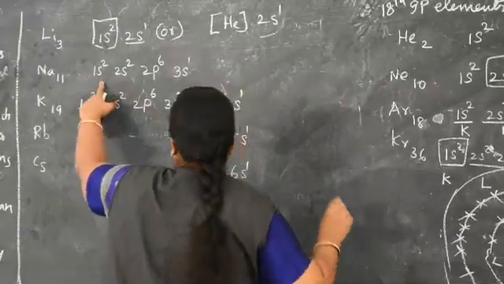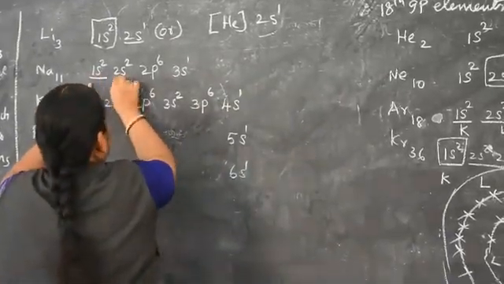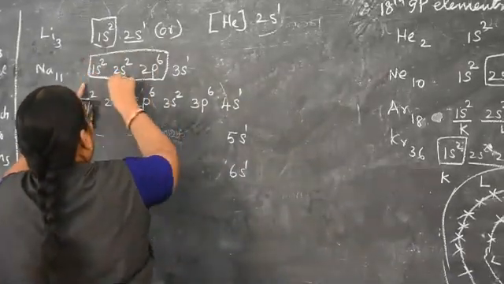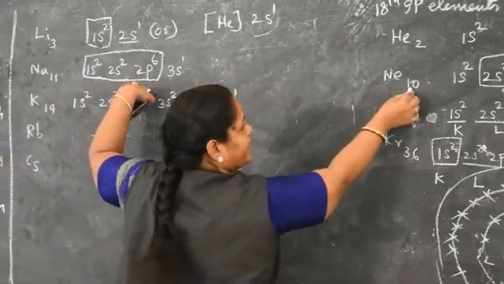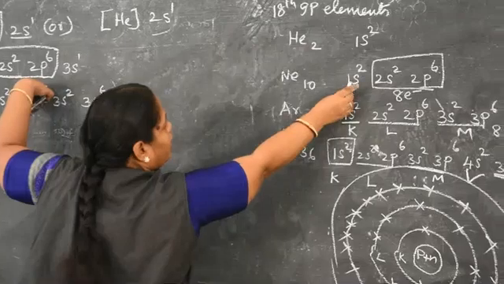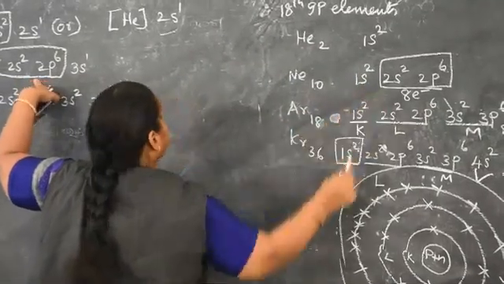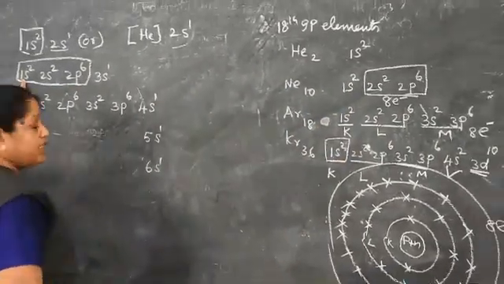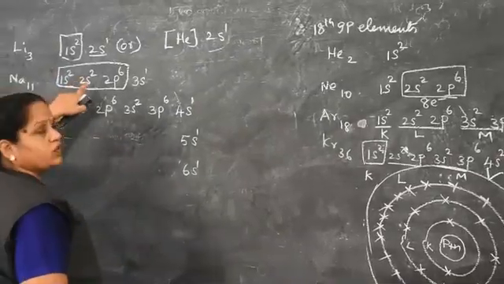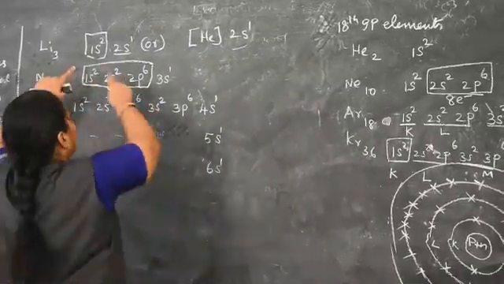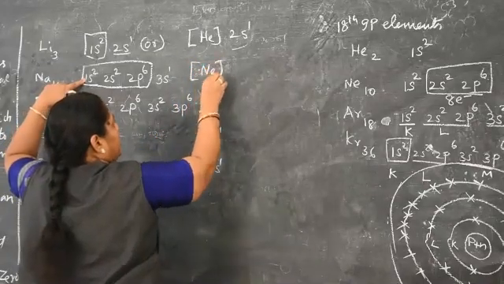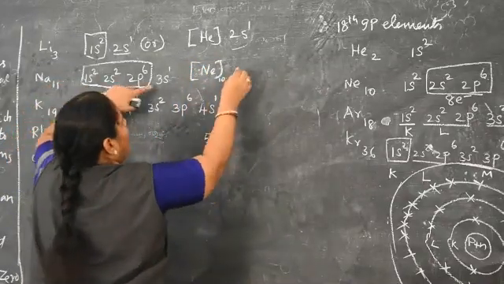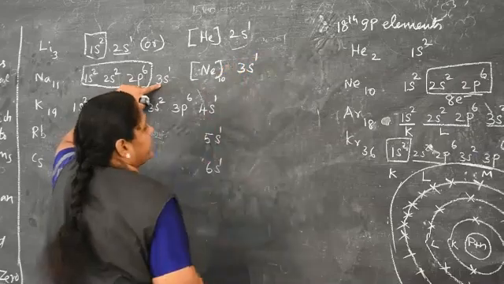What about this one? See that, first cell, second cell. Total number of electrons? 10. Neon, atomic number 10. So what is its electronic configuration? 1s2, 2s2, 2p6. So instead of writing this one, you can write neon, atomic number 10. After that you write 3s1.